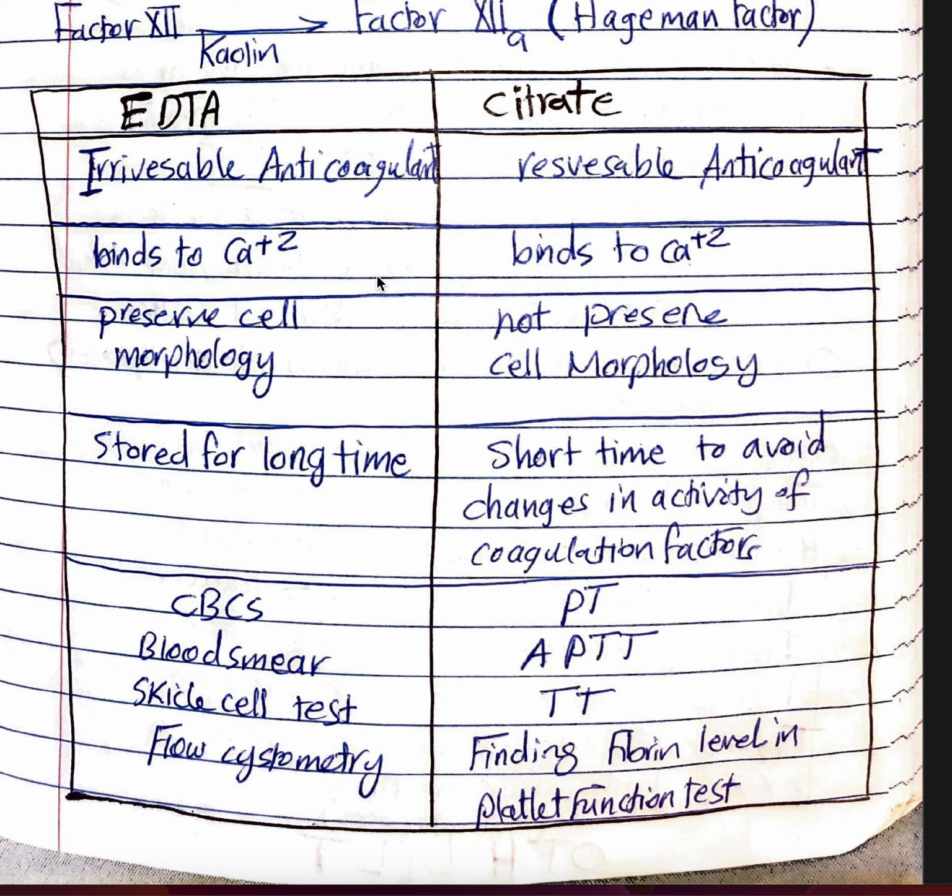So again, antithrombin, citrate, EDTA, all of their actions are anticoagulant except kaolin. Okay, kaolin increases the coagulation. That's exactly why we use it in the serum sample.